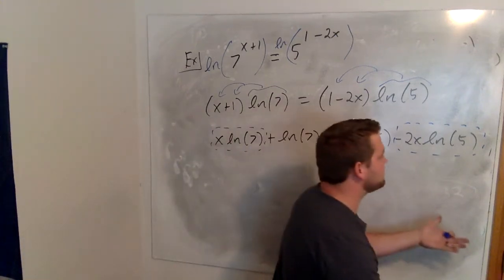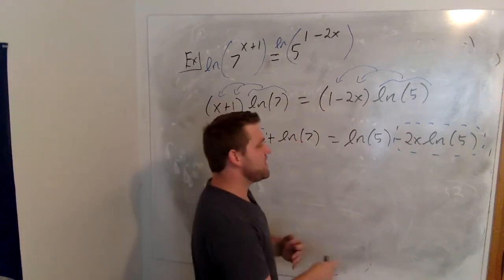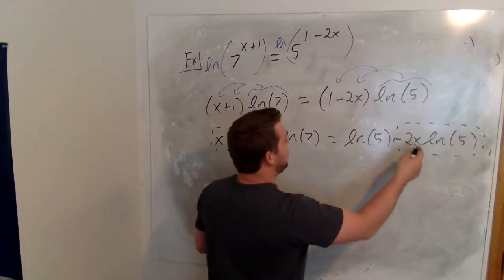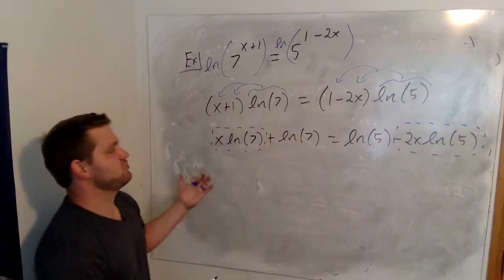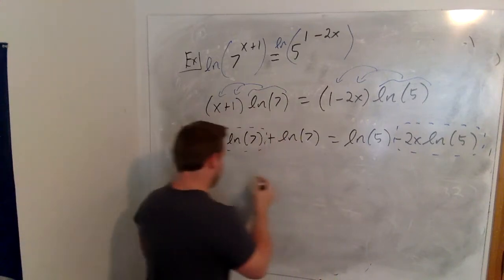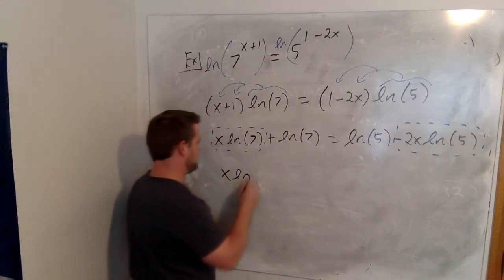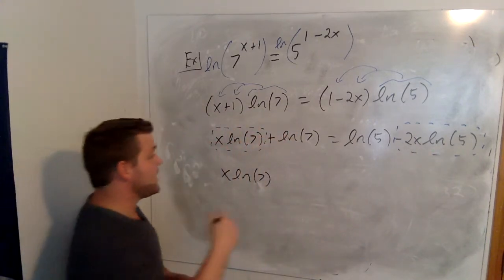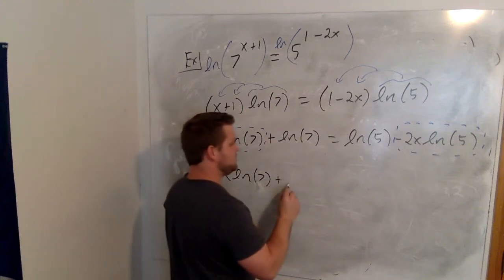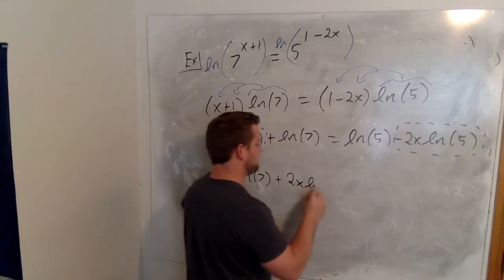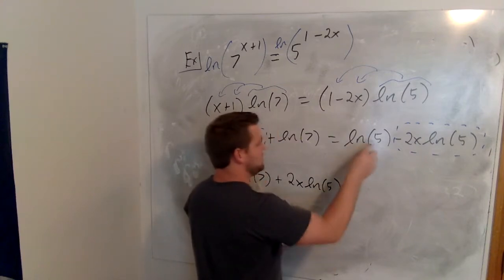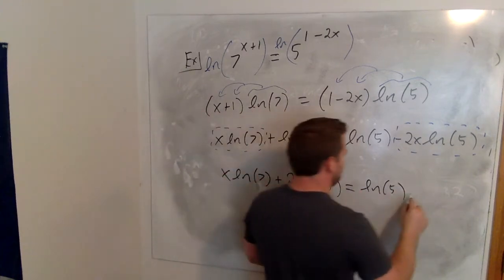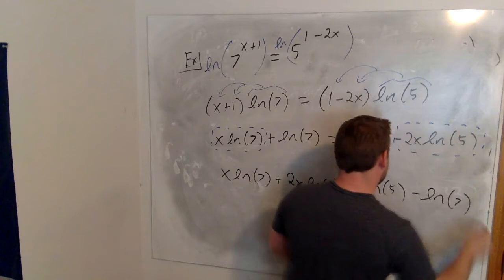Now it doesn't matter if you bring all this blue to the left side or to the right side. It doesn't make any difference. Let's bring them all to the left-hand side because otherwise I'd be adding this, and that's just an extra negative I don't have to worry about. So I'm going to write this as x times the natural log of 7. I'm going to add 2x times the natural log of 5 to both sides, so we'll get plus 2x times the natural log of 5, and that's going to be equal to the natural log of 5. I'm going to subtract that to the other side, minus the natural log of 7.